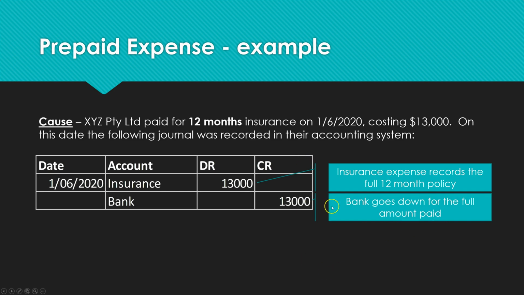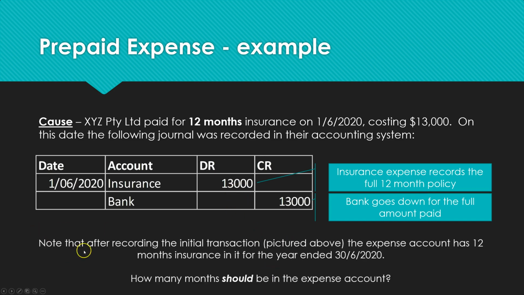Of course, our bank's going down for the full amount that we paid there. Alright, so currently, our insurance expense has 12 months of insurance sitting in it, but it should not have 12 months in it. Some of that relates to next year. So after recording the initial transaction, the expense account has 12 months in it for the year ended 30 June 2020. How many months should be in the expense account?